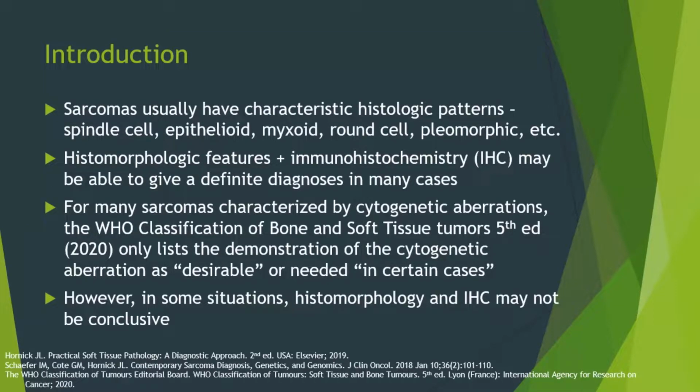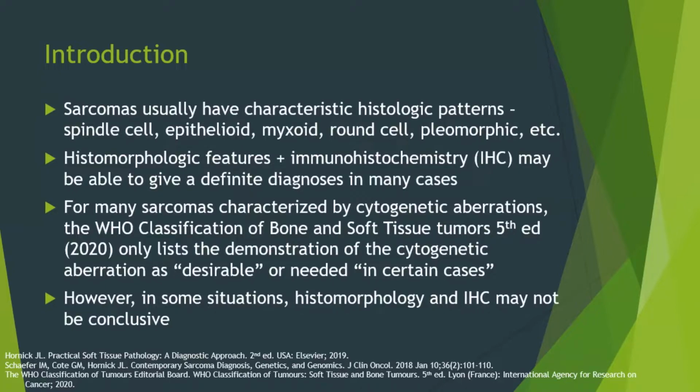So let me start first by stating the obvious. Molecular tests are not cheap. And especially in a setting such as the Philippines, we must be judicious in ordering these tests. So, when do we need to order these tests and how can we apply them in our diagnostic processes? Now, sarcomas usually have characteristic histologic patterns. So, your tumor could be a spindle cell, epithelioid, myxoid, round cell, pleomorphic, biphasic tumor. And then, based on the histomorphologic pattern of the tumor, we pathologists request immunohistochemistry tests or IHCs in order to help determine what the tumor is, what's the line of differentiation, and so on.